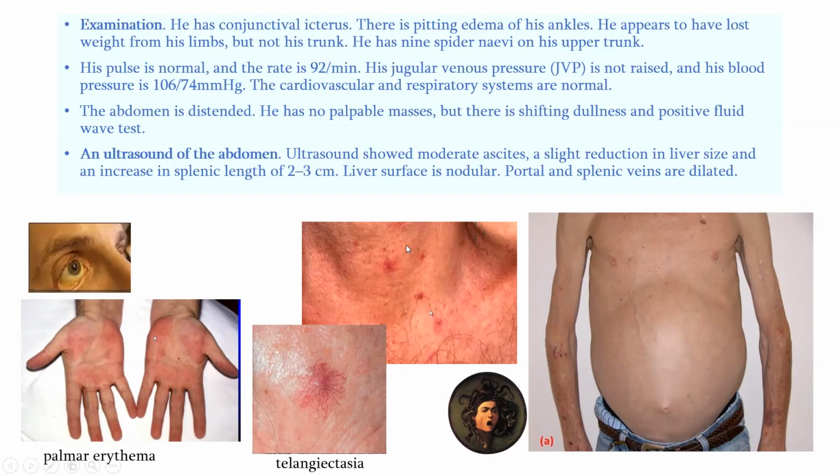Some symptoms are related to portal hypertension. This is ascites, splenomegaly, portosystemic shunts on the abdominal anterior wall. Some of these shunts are not visible, but are very important because of the risk of bleeding from these veins. These are lower esophageal varices and hemorrhoidal varices.